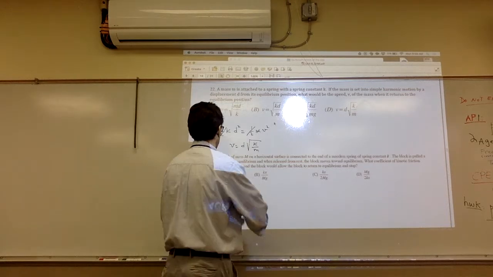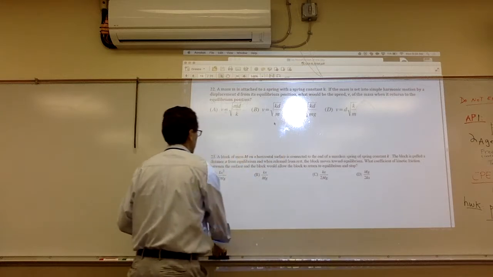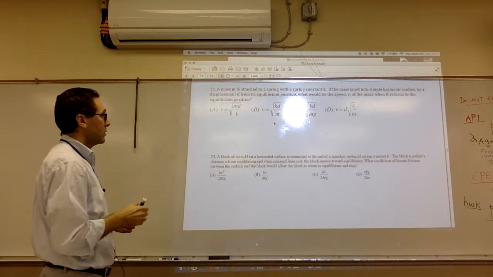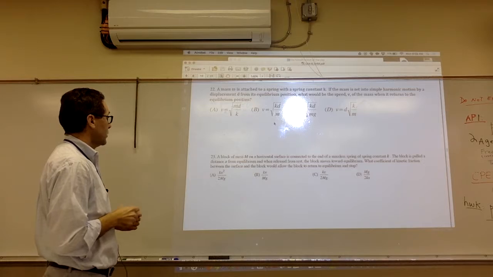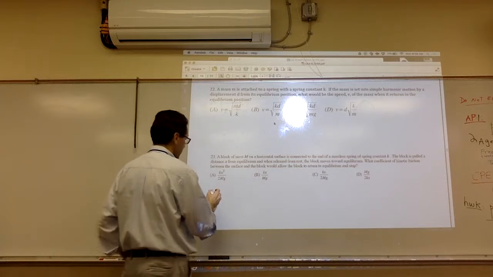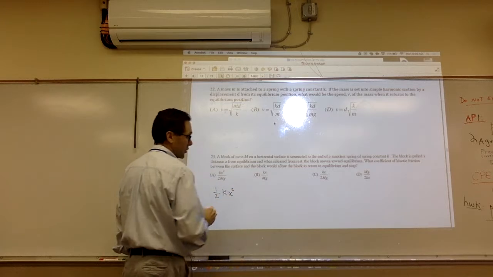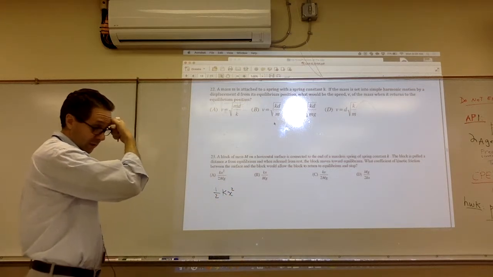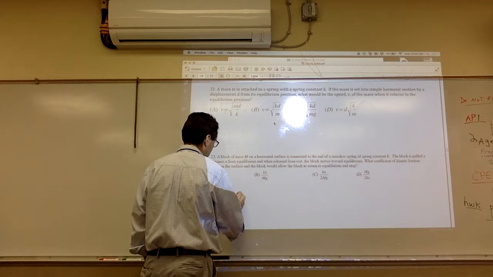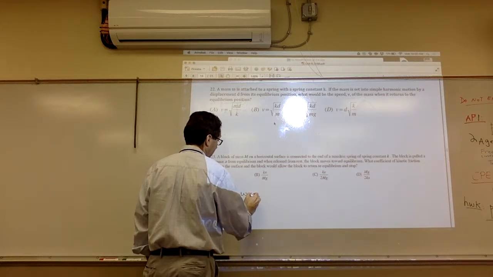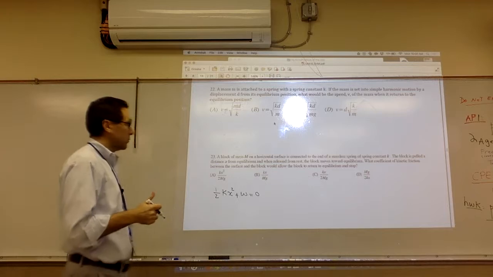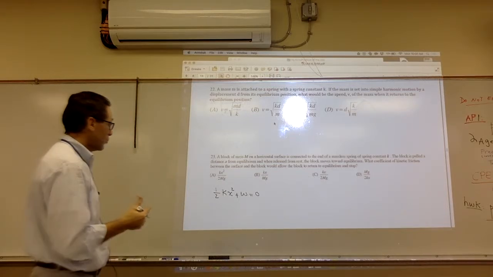Okay. For number 23, you're going to pull on something, right? It's pulled at distance D. When released from rest, the block moves towards equilibrium. What coefficient of kinetic friction between the surface and the block would allow the block to return to equilibrium and stop? So we're going to do conservation of energy. Initially, I had all elastic potential energy the moment I released it, right? Plus, there is some work done by friction, and at the end, I ended up with nothing. It's not stretched because it's at the equilibrium, and it's not moving.